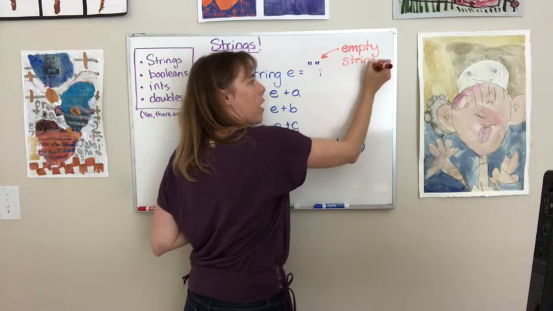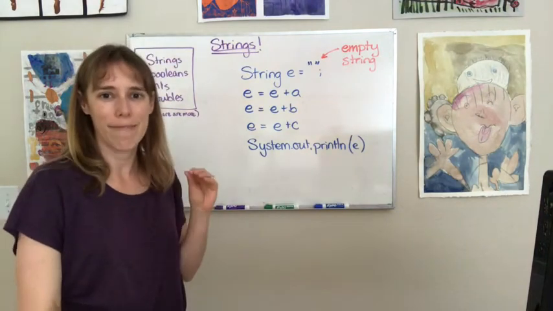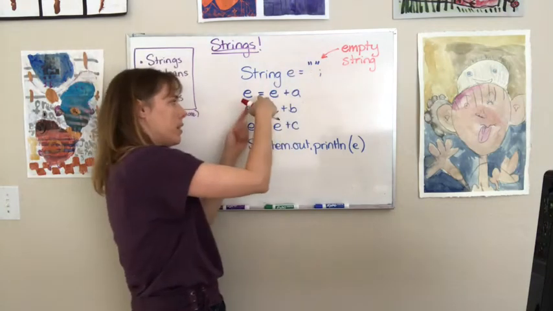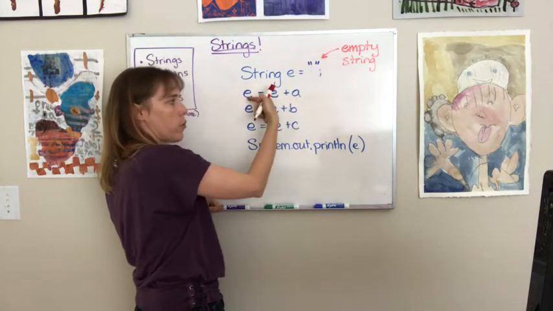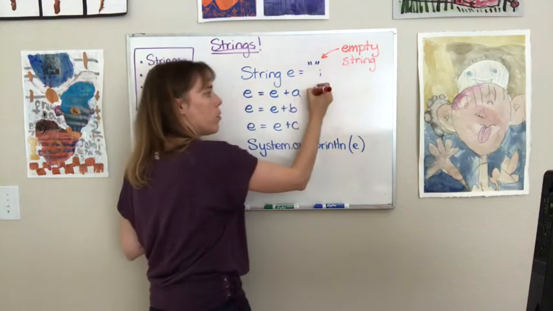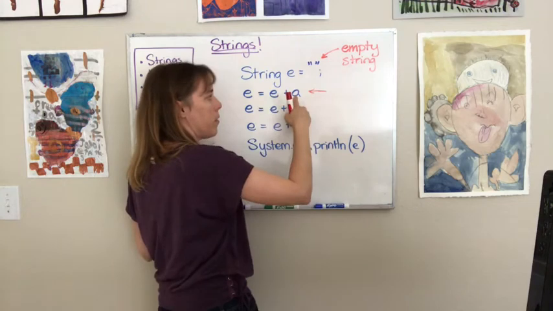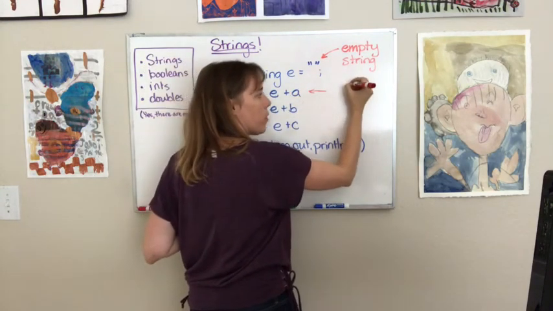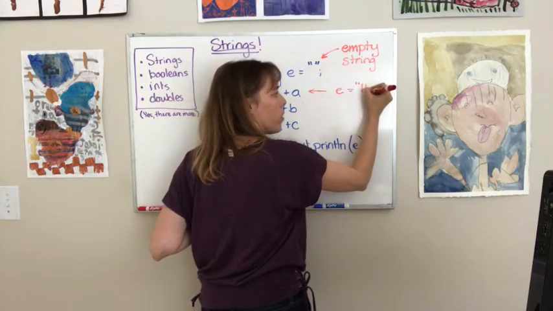Okay, there's absolutely nothing in there. There's no space, there's no anything. It's just empty. So I take that emptiness, and in this line, what you do is evaluate what's over here and then store it in this variable. So in this case, I'm going to take E plus A. So E was absolutely nothing, plus A was hello. So my new E value is going to be hello.